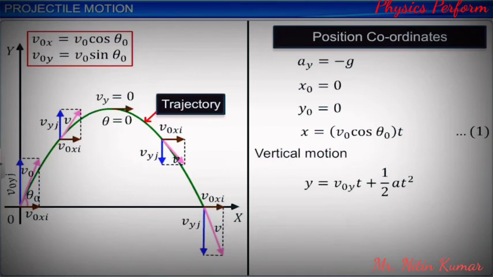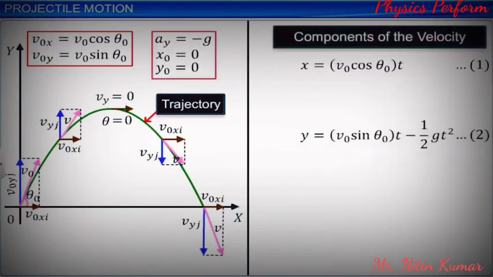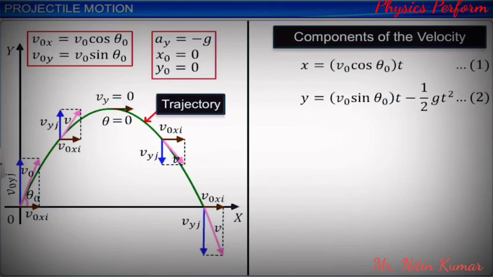Now, we can write the components of the velocity of the projectile at any time t. Vx is equal to v0x, which is equal to v0 cos theta 0. As the horizontal component, Vx always remains constant. As the vertical component of the projectile has acceleration equal to minus g, it keeps on changing with time. Hence, Vy is equal to v0 sin theta 0 minus gt.